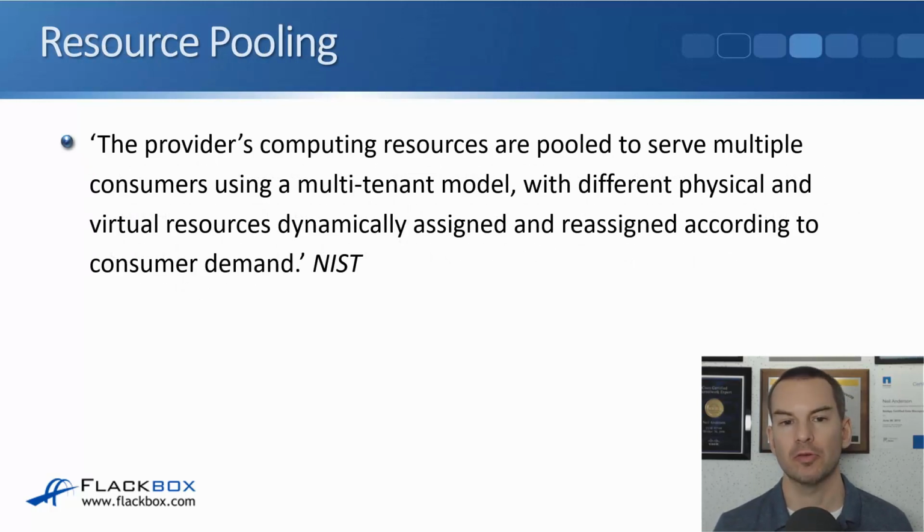Next one is resource pooling. The provider's computing resources are pooled to serve multiple consumers using a multi-tenant model with different physical and virtual resources dynamically assigned and reassigned according to consumer demand. So with cloud services, every customer or every internal department does not have their own separate dedicated hardware. The hardware is shared, and this brings the costs down because there's shared hardware. You don't have to buy separate hardware for everybody that is using it. Usually it will be virtualized, and in a later lecture in this section, I'll show you how the virtualization works.